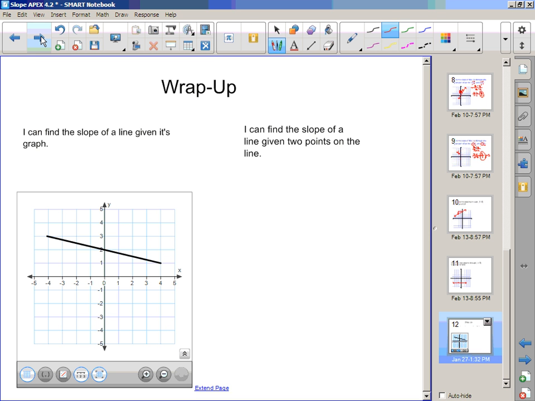All right, so the wrap up. Can you find the slope of a line given its graph? And can you find the slope of a line given 2 points on the graph? All right, if you're able to do that, you can go on and take the quiz in Apex 4.2 on slope.